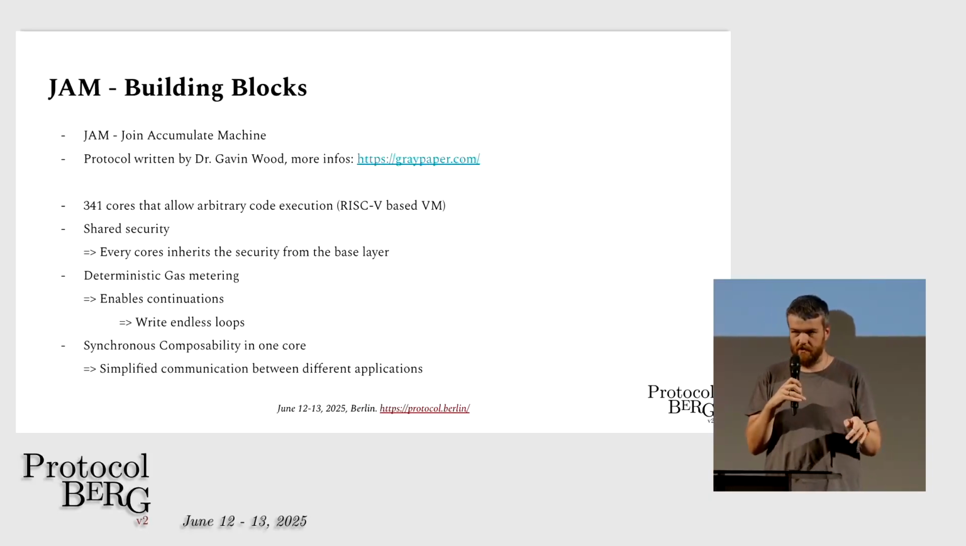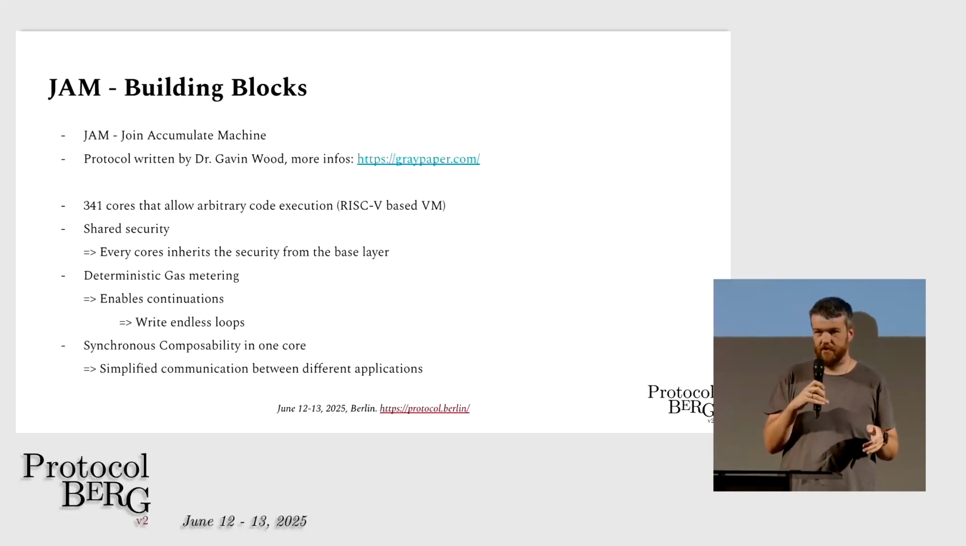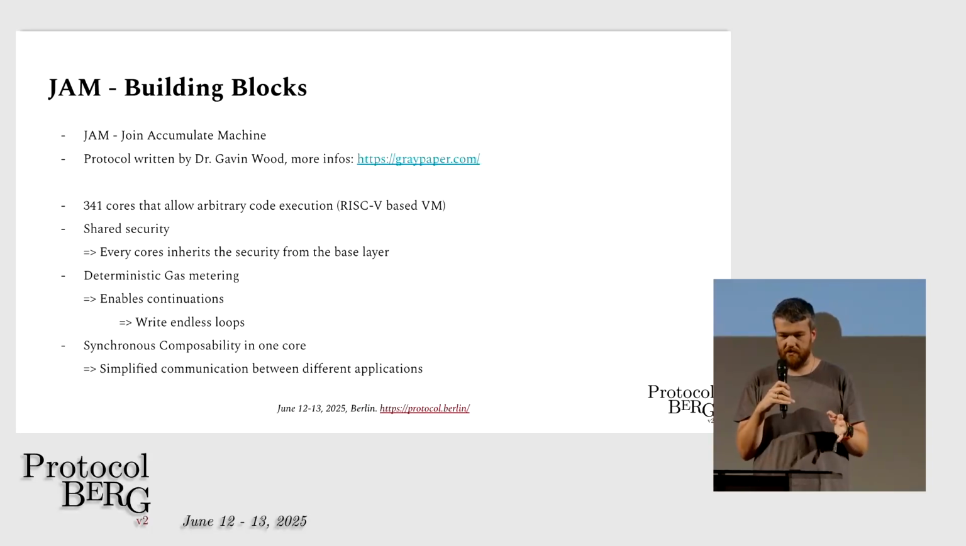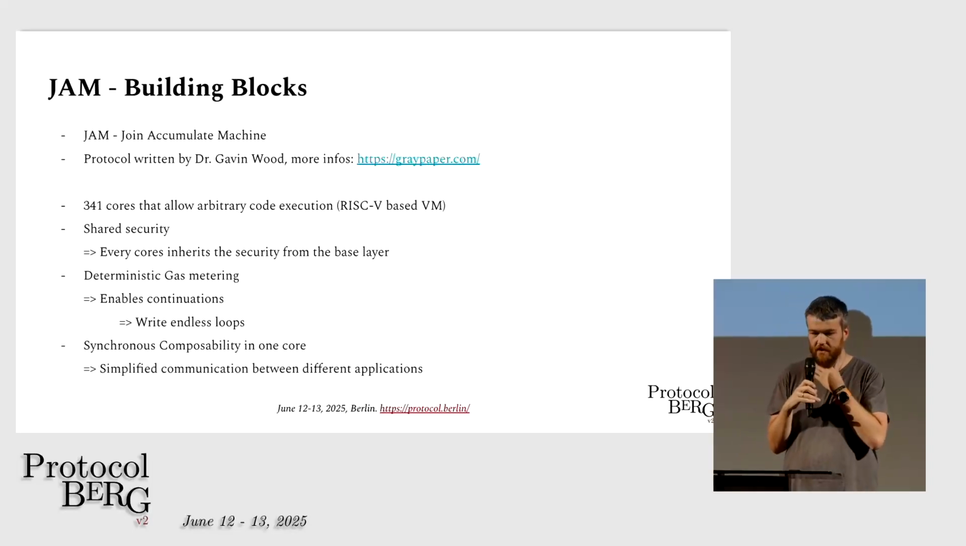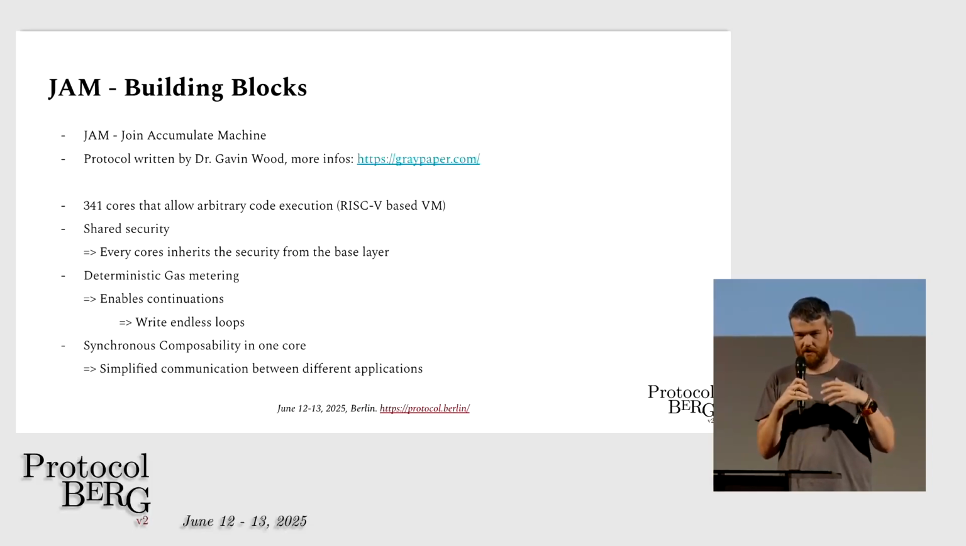The important things for us here are that GEM will provide 341 cores, and all of these cores can execute arbitrary code in a RISC-V based VM. All these cores get the same security level as the base layer, as GEM itself, from the validators. You will also get deterministic gas metering, which is important because with that you can implement continuation, which enables you to write an endless loop, because you can always stop the loop after some execution time and then restart from the last point, which makes it much easier to write code.